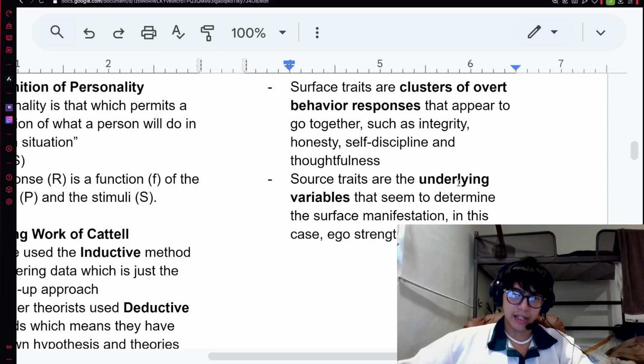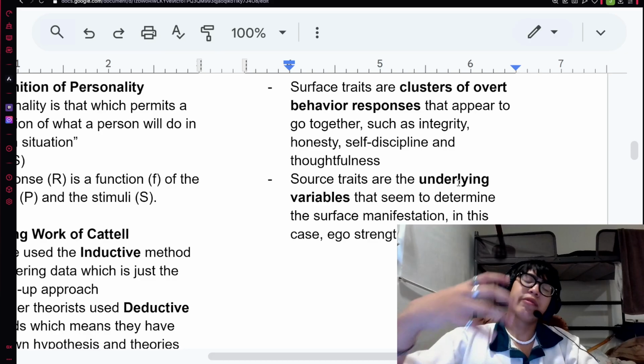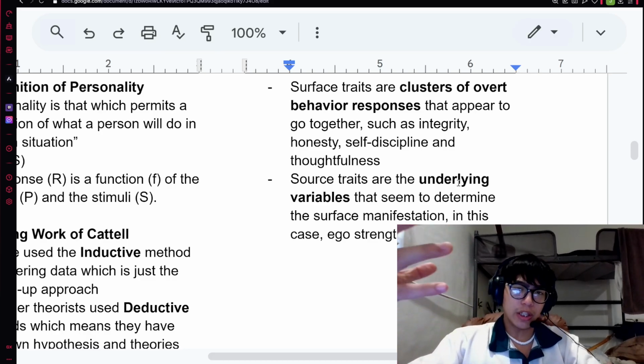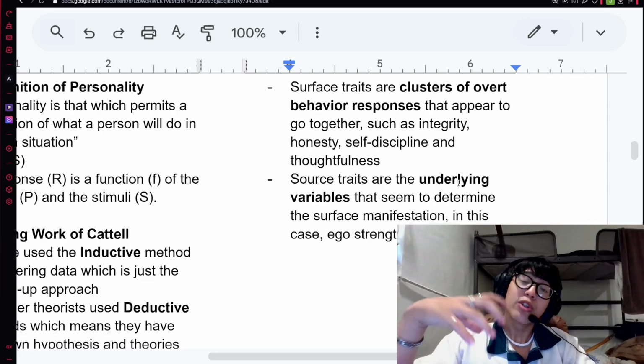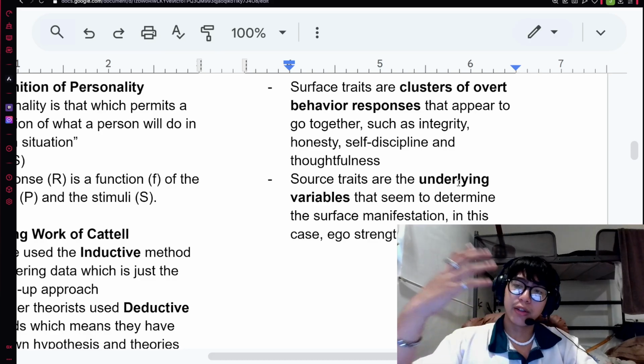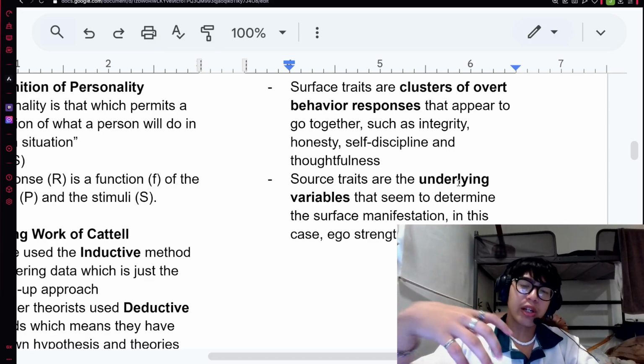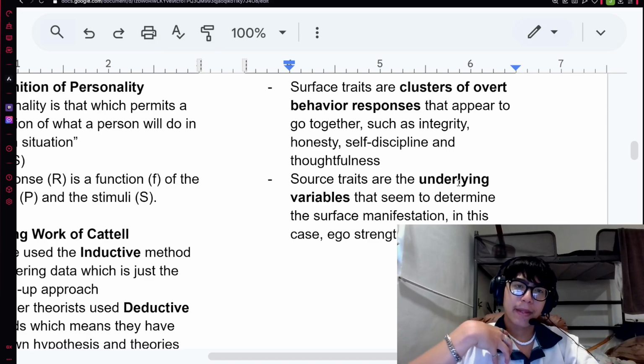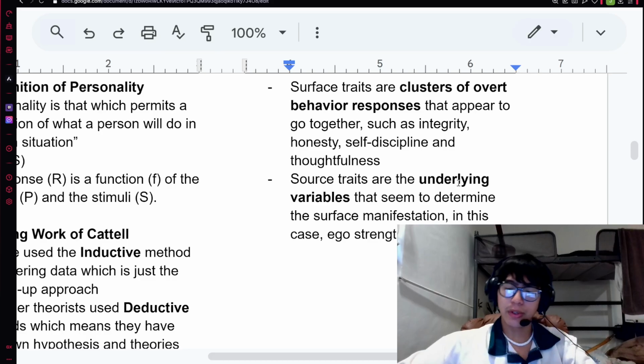I would say that an example of this, or to put it simply, surface traits is how you perceive yourself and how you portray yourself to the outside world. And your source traits is how you actually are inside. So an example of this would be, if I had a job, and take me as an example, I am an introvert and I am shy. So those are kind of my traits that I possess. Those are my source traits.